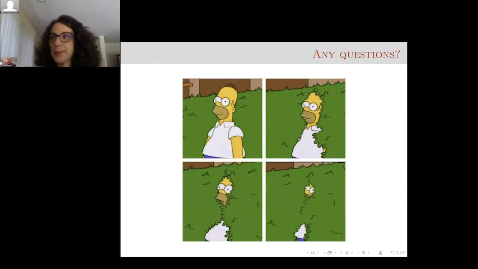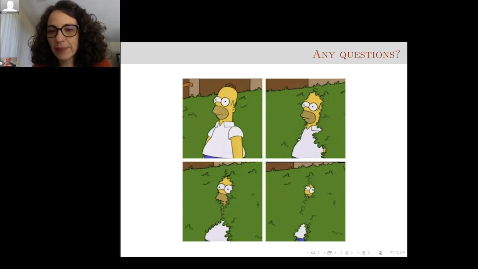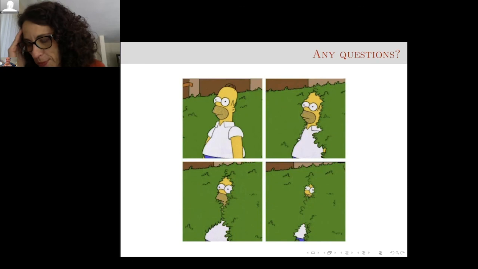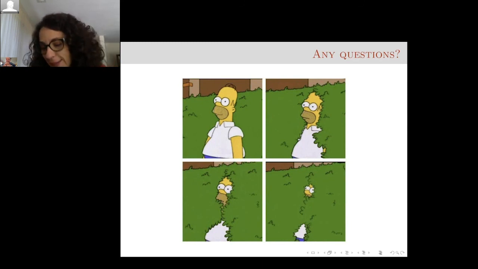Comments. Let's stop here. Can I ask you a question? Of course. Is there any information in your data about the bridge number of a knot? The bridge number of a knot? And maybe the same question for the genus of a knot. I don't even know if there's an algorithm, not to speak of an effective algorithm, to compute the bridge number of a knot.